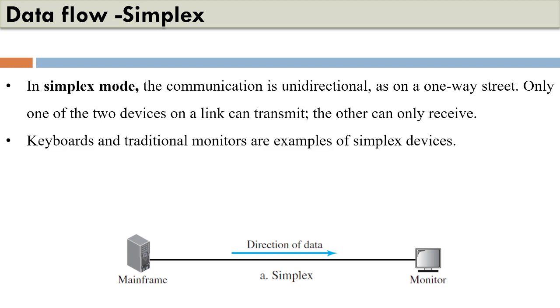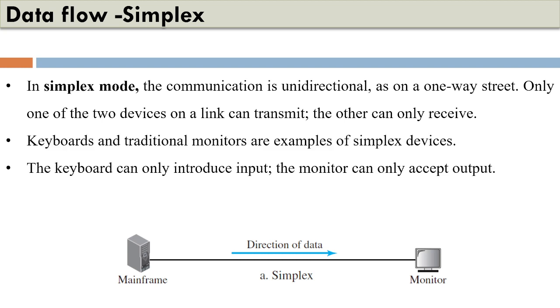Now we can have an example here. In the diagram, you can see on the left hand side we have a mainframe, and on the right hand side we have a monitor. Usually a monitor is an output device. The information is sent out from the mainframe to the output device, and the output device displays the information. There is no way that the monitor is going to send back anything to the mainframe. The only information that will come to the monitor is from the mainframe. So this can be termed as a simplex data flow.